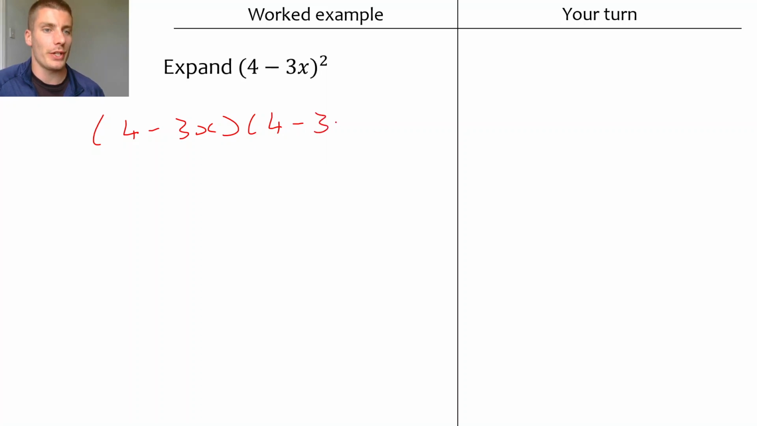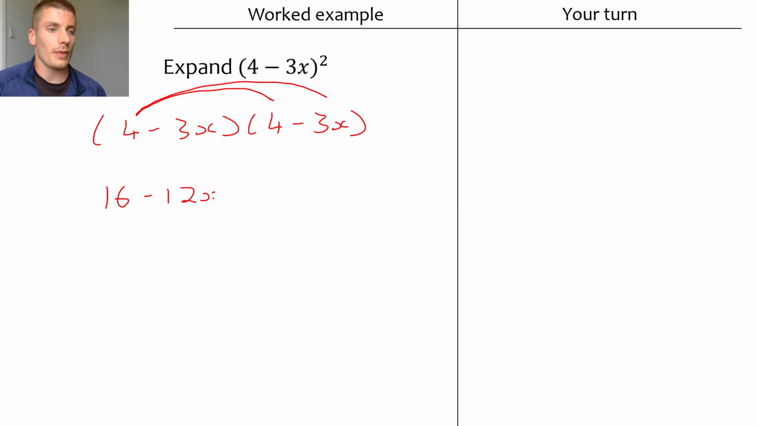So we get this situation over here, and we expand and we simplify in the same way as before. Okay, so we take our first term, we do 4 times 4, which gives you 16. We do 4 times minus 3x, and 4 times minus 3x gives you minus 12x. We then do negative 3x times plus 4, so minus 3x times 4, which again is minus 12x, and we get minus 3x times minus 3x.